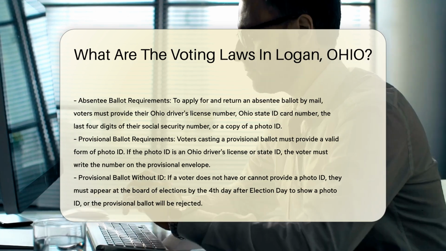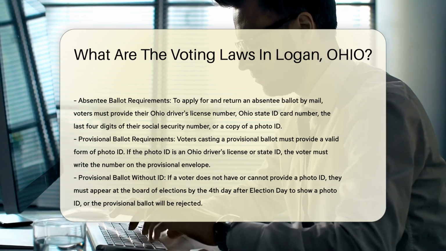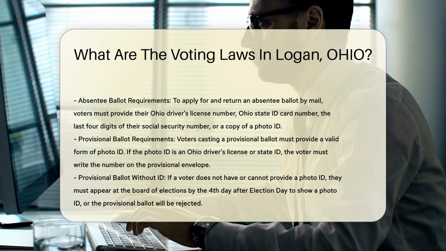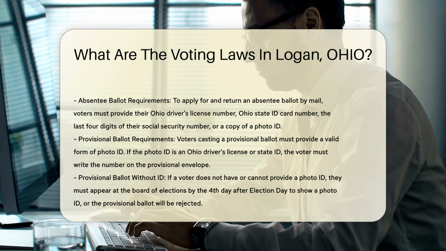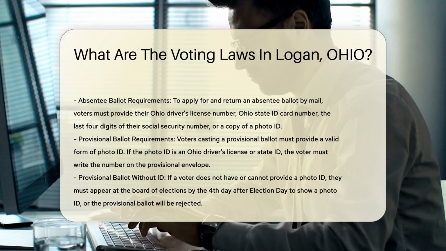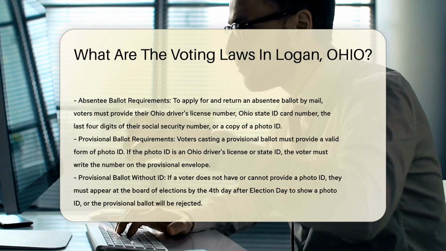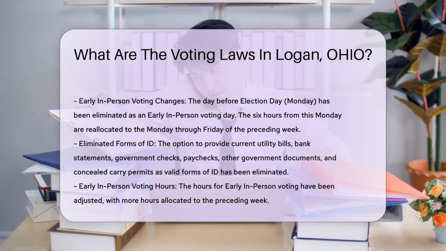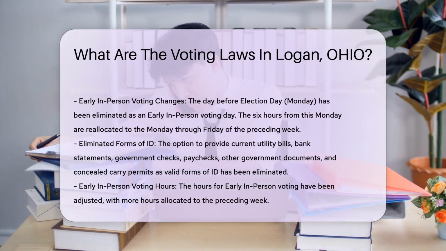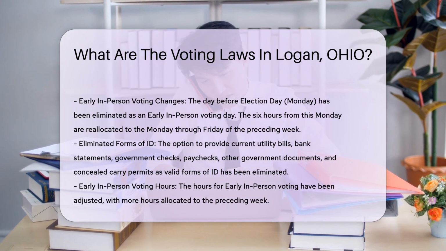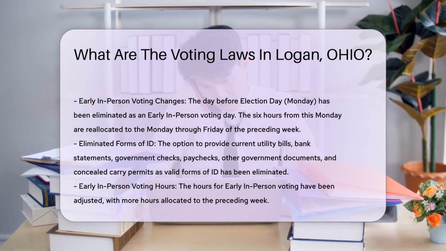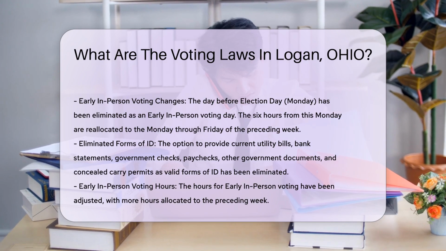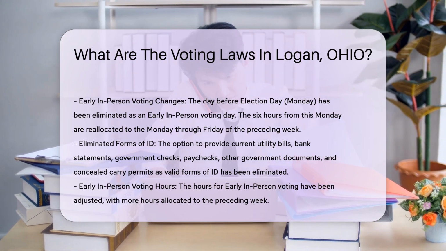Absentee ballot requirements. To apply for and return an absentee ballot by mail, voters must provide either their Ohio driver's license number, Ohio state ID card number, the last four digits of their social security number, or a copy of a photo ID. For driver's licenses and state IDs, this means a copy of both the front and back. For a U.S. passport, a copy means a copy of the ID page that includes the elector's name, photo, and other identifying information.